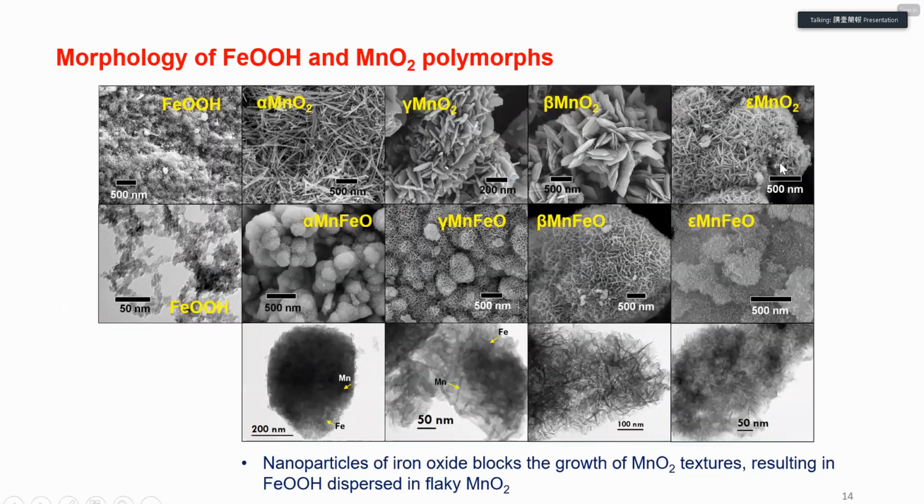All right, this is the morphology of the materials. As you can see, the FeOH is quite small, at the nanoparticle scale. MnO2 shows very different morphologies, like the needle-like alpha and the flaky sheets of other polymorphs. But once we incorporate iron oxide into the MnO2, they show very similar morphology. It's like the nanoparticles of iron oxide intercalate in the sheets of MnO2, like a plaque to inhibit the growth of the MnO2.